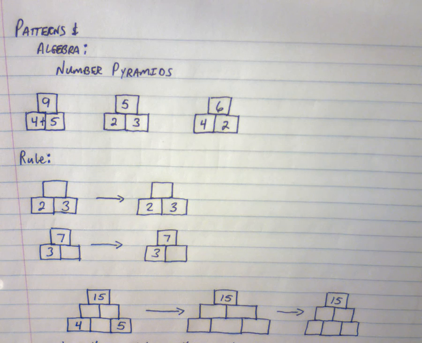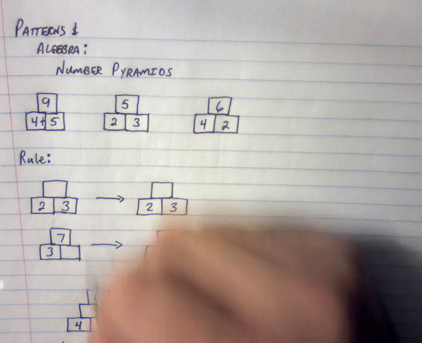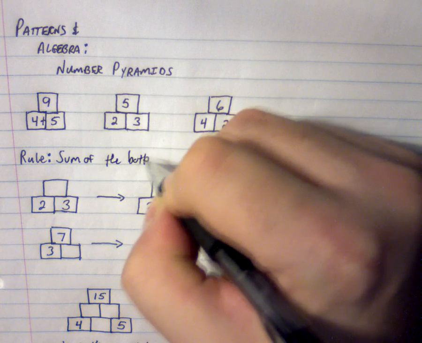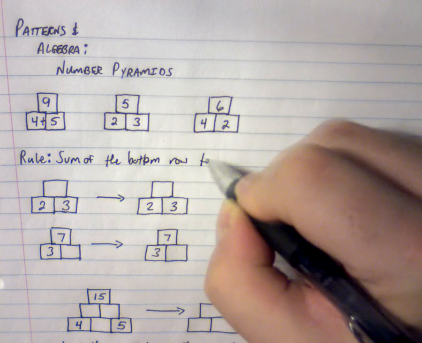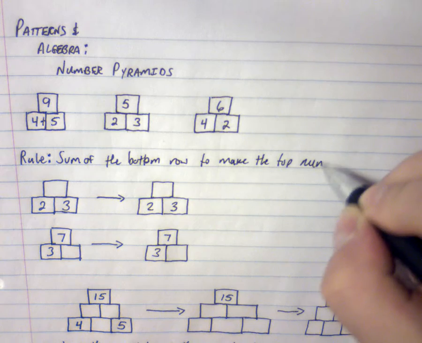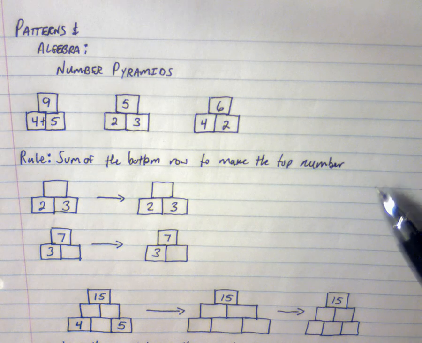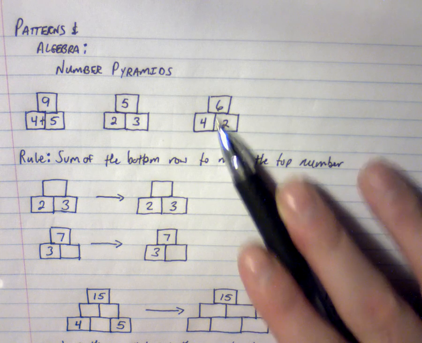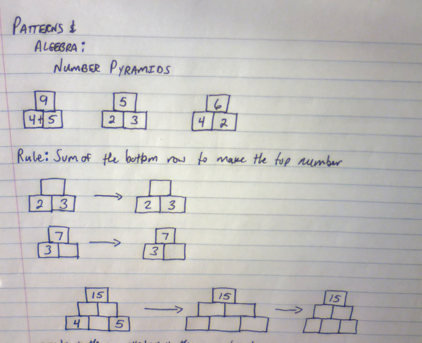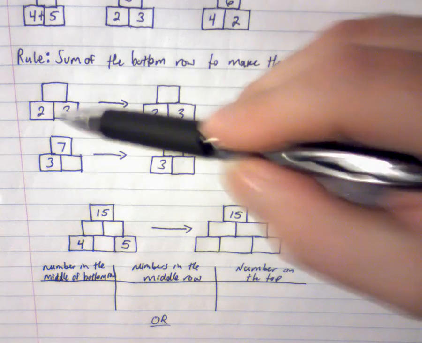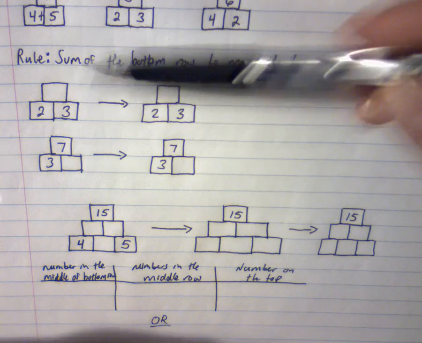And so the rule would be that we take the sum of the bottom row to make the top number. So when we look at 2 and 3, 2 plus 3 is 5, and 4 plus 2 is 6. Okay, so basically with number pyramids, what we are going to be doing is addition and subtraction.